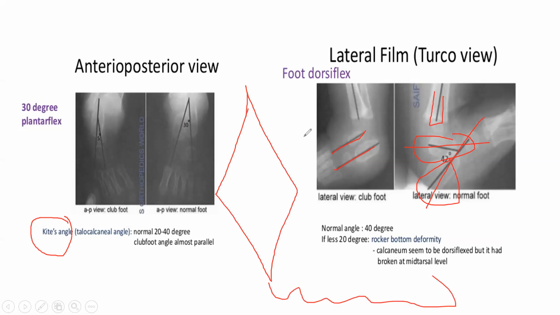Okay, and you just remember calcaneal and talus and calcaneum. So this is the talus bone and there is a big calcaneum bone. So the talocalcaneal angle is known as Kite's angle, and we have to see this Kite's angle in CTEV. Just remember this thing.